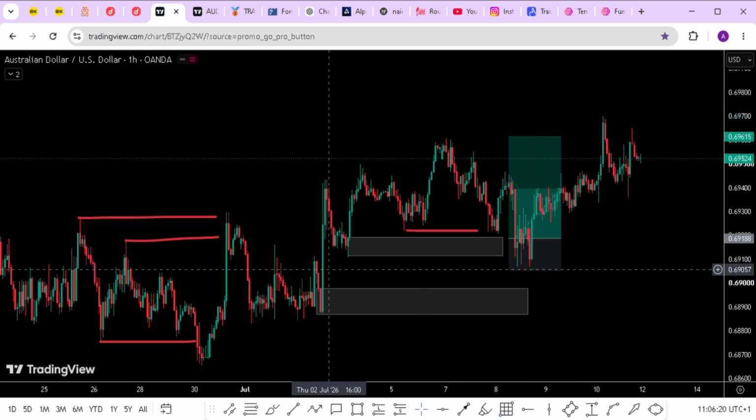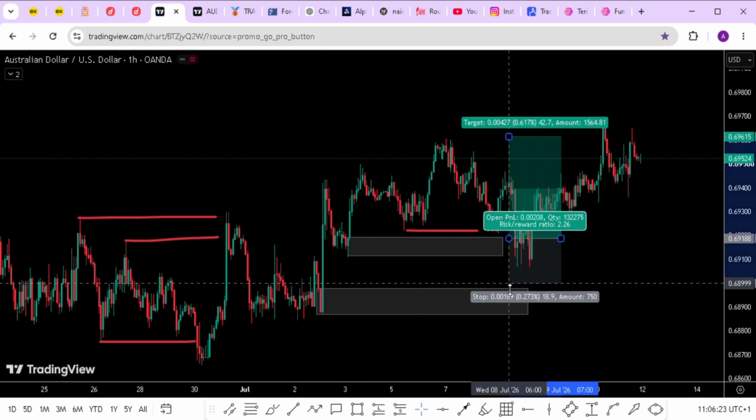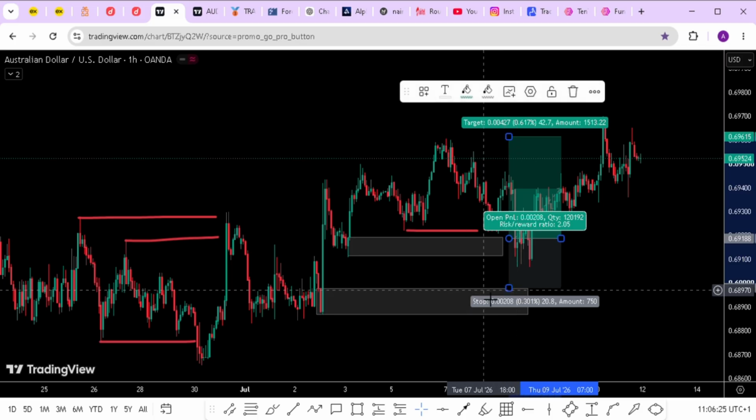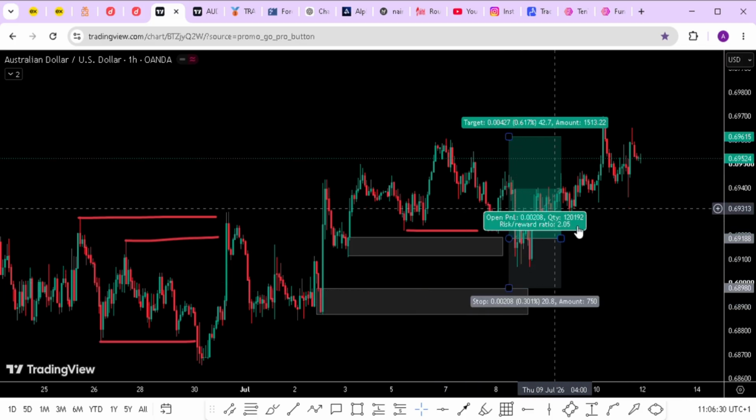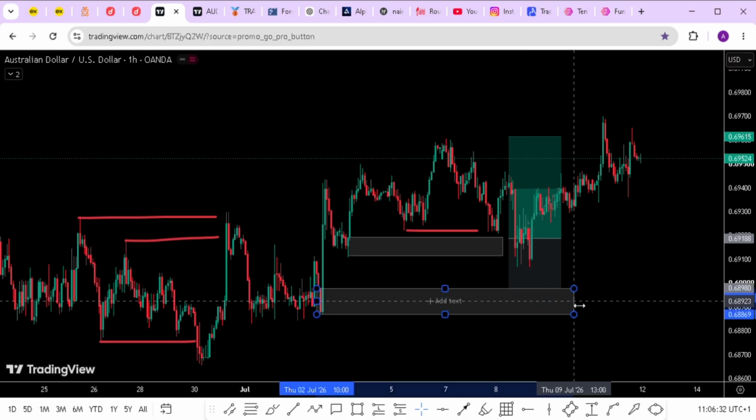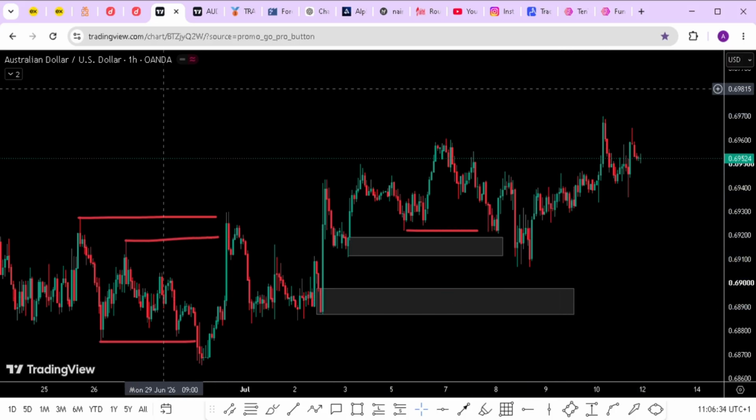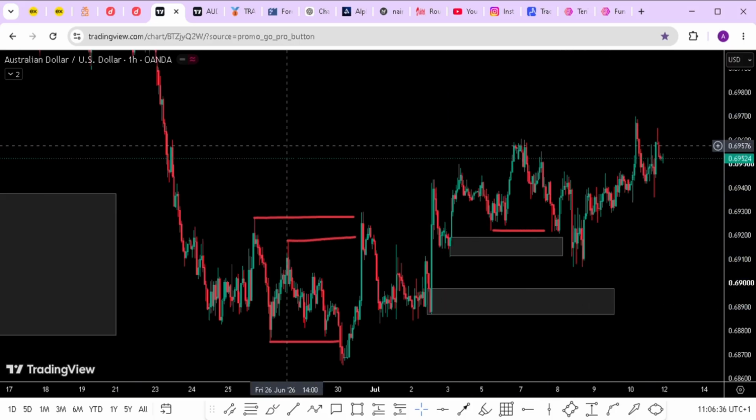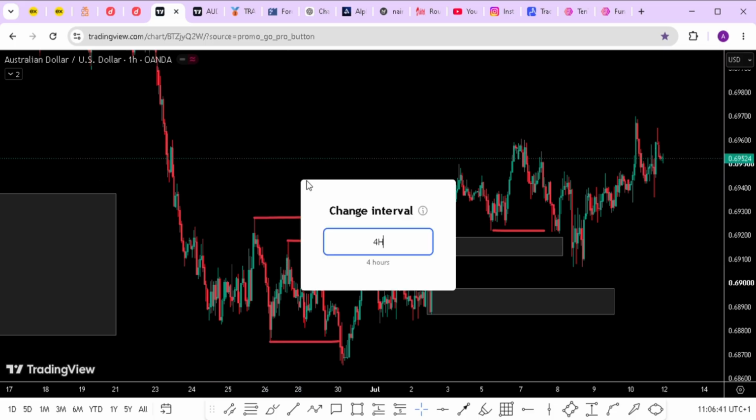So if you are aware of this, for me, I would rather put my SL here, because I know that if the market hits my SL, then immediately I can reposition for another opportunity because of this other block. So that's exactly what AUD USD is doing.